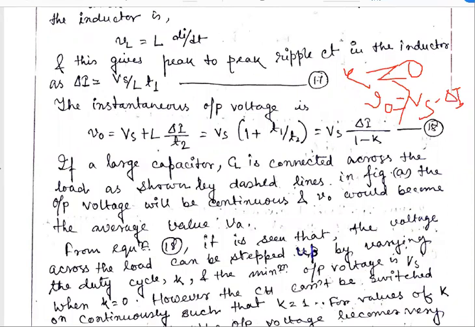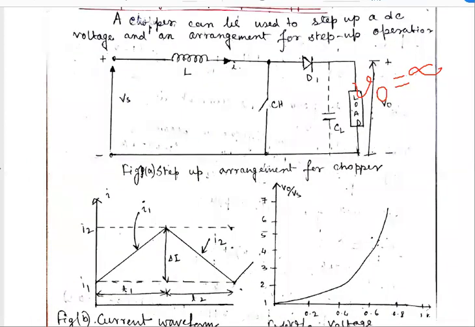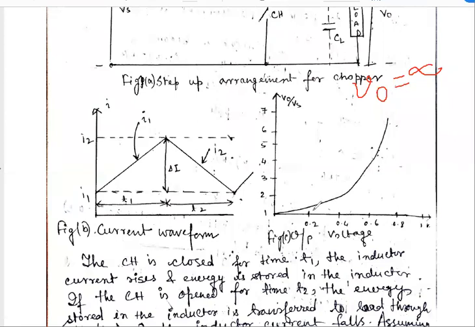And if we put the maximum value of k, that means k equals to 1, then VO becomes Vs by 0, this is infinite. From the graph, we can see this output voltage. Sorry, this is the direction of k. This is not the direction of time. As the duty cycle increases, the output voltage tends to infinite.